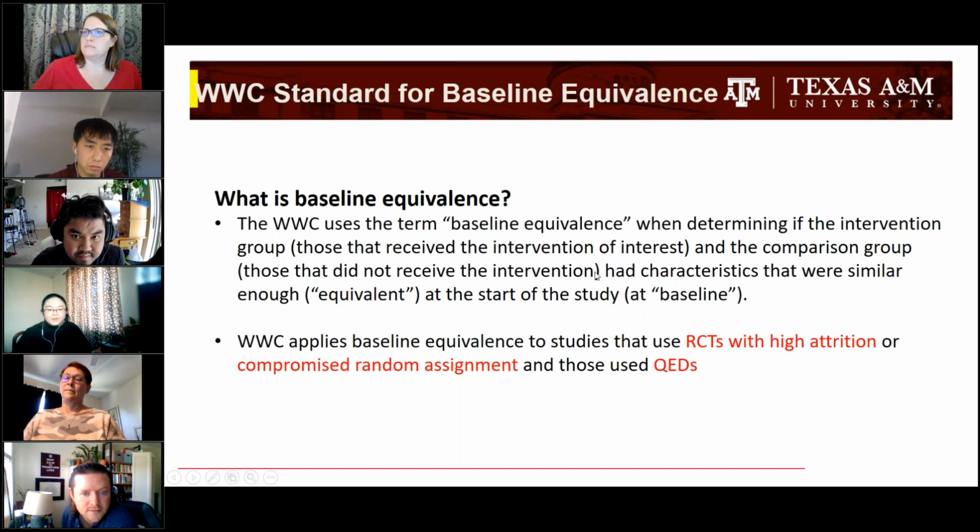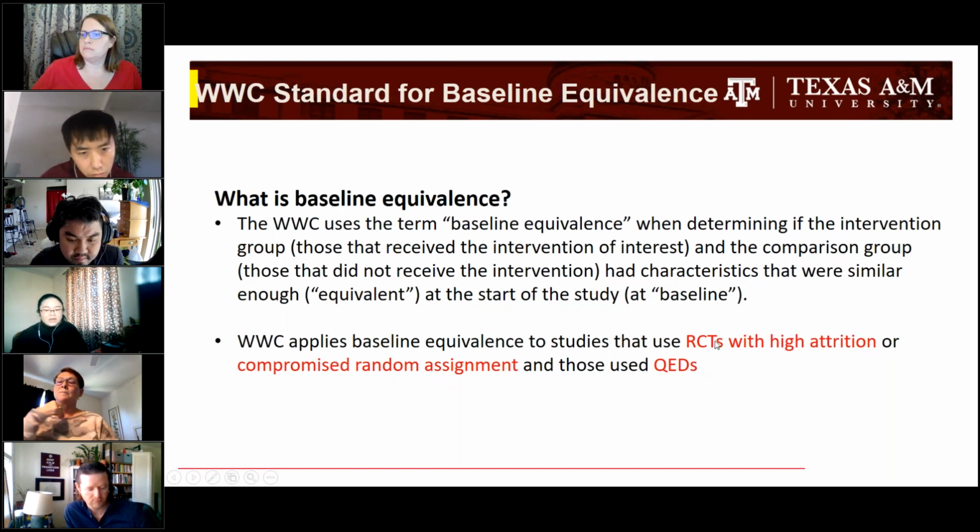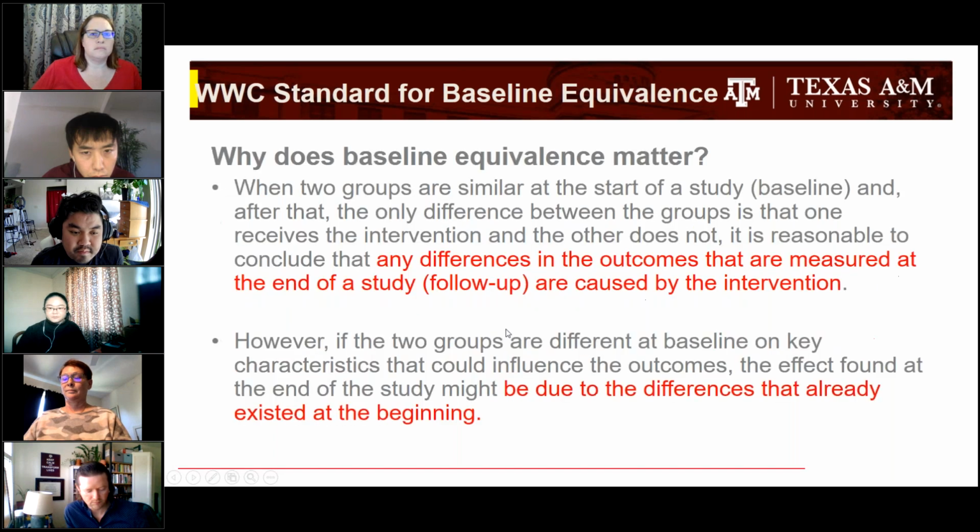That is the baseline. So WWC requires that RCTs with high attrition or compromised random assignment, so that is not authentic randomization, and QED designs, so three types of studies, must demonstrate baseline equivalence to be eligible to meet standards with reservations.